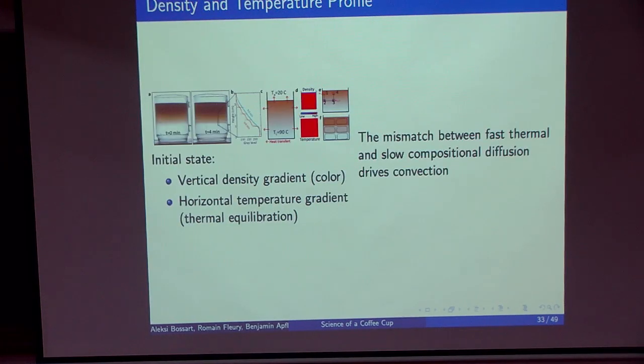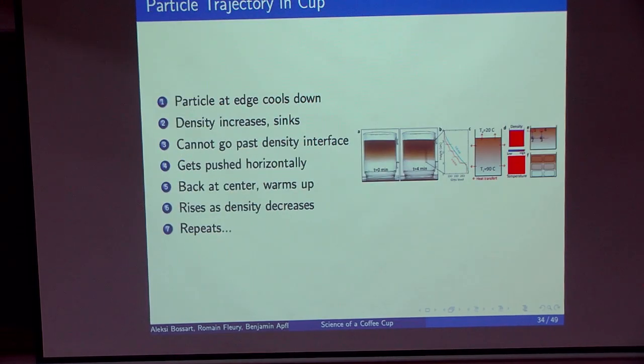So, the initial state is we have a vertical density gradient and we have a horizontal temperature gradient. Now, the mismatch between fast thermal and slow conformational diffusion drives the convection in this case. A particle at the edge cools down, and its density increases. Hotter things are less dense, so it will come down. It cannot go past the density interface, cannot just get mixed, because the densities are different enough. It gets pushed horizontally at this point.